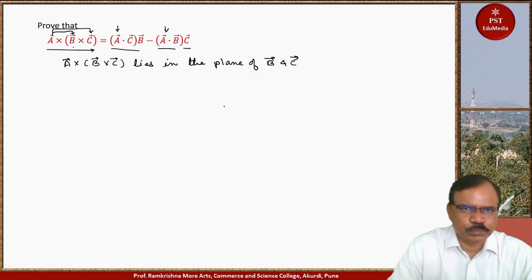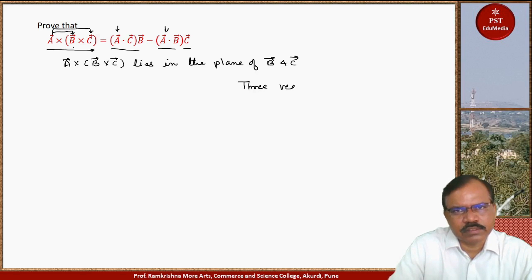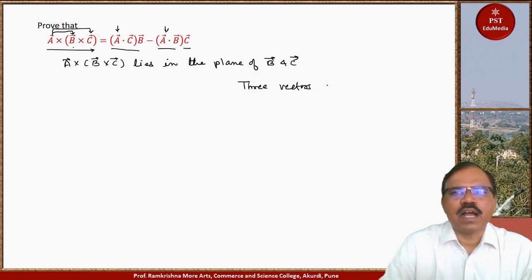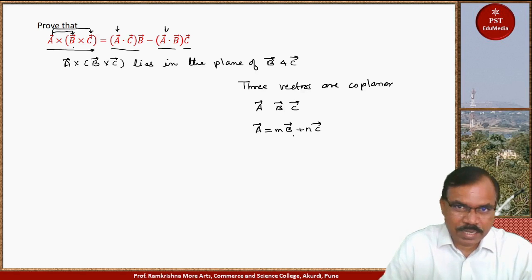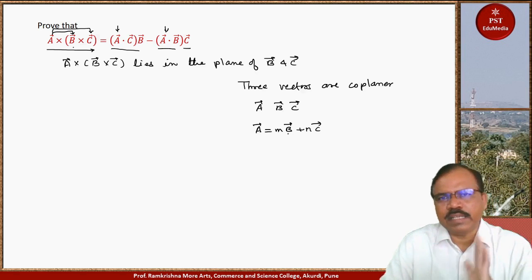So suppose three vectors are coplanar. Means suppose we have vector A, vector B, and vector C. They are coplanar. Then you can write A as a linear combination of vectors B and C. You can write like this.